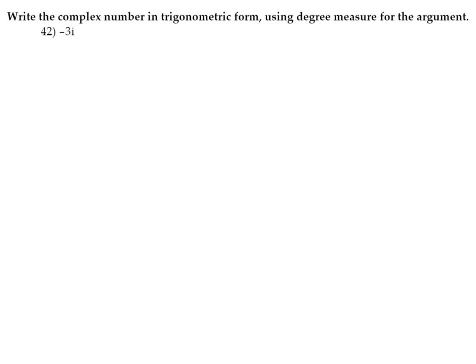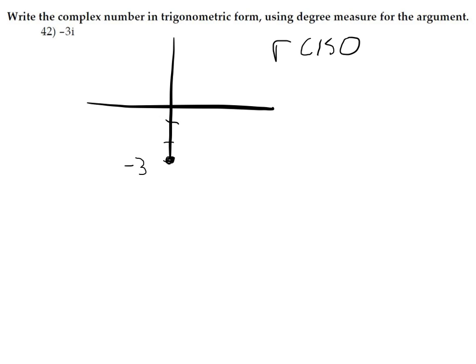Write the complex number in trigonometric form using degree measure for the argument. So we have -3i. So a quick sketch shows us -3i is on the imaginary axis, and it's down 3. Now the trigonometric form is going to be r cis theta. Some books use this notation, or r times cosine theta plus i sine theta.